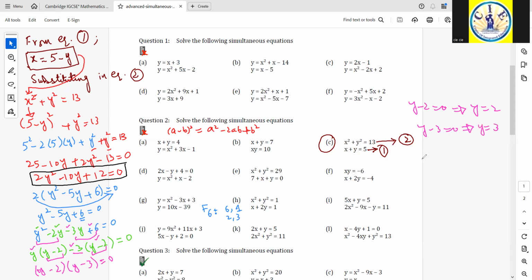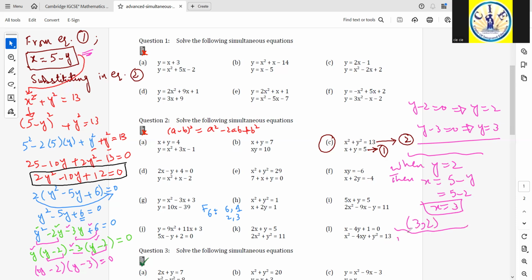So now our final points are achieved by substituting these values of y into this equation. When y equals to 2, then x equals to 5 minus y, that is 5 minus 2, that is 3. So the point is 3 comma 2. And when y is equal to 3, then x is equal to 5 minus y, that is 5 minus 3, that is 2. So the point is 2 comma 3. One is this solution and the other is this solution.